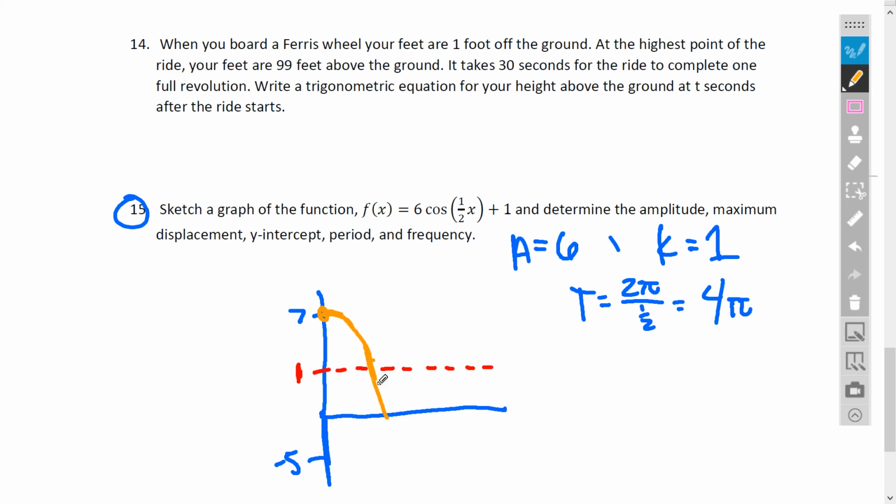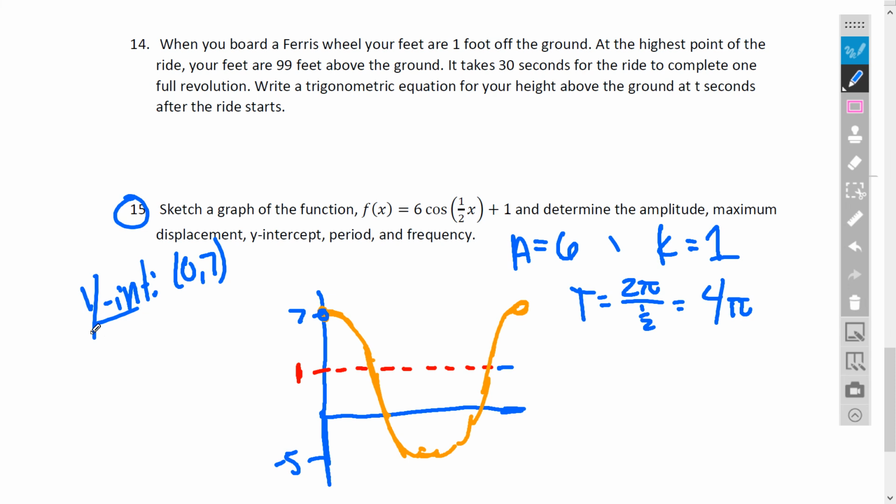So 1 full period would look like this. Go down, come back up, so like this. So this is our graph. This is definitely good enough. We don't really have to label that much more. The amplitude we said is 6, so we already have all of that. The y-intercept, since it's a cosine, the y-intercept is up here at 0,7.